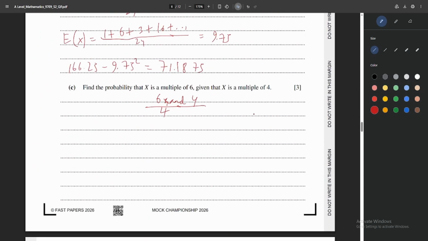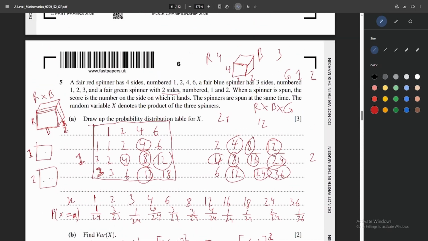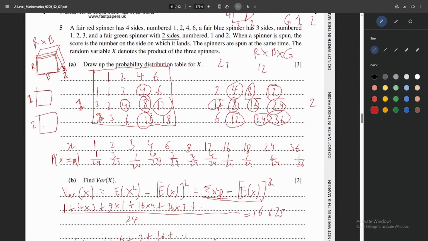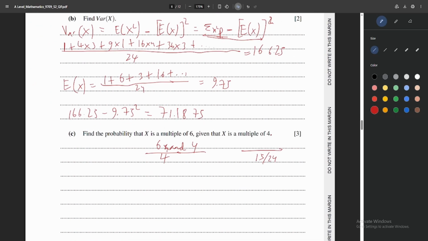So the probability of being a multiple of 4 is 15 out of 24, and the probability of being a multiple of 6 and 4 has to be both. So among the circled ones we have this number 12. So 1 2 3 4 5 6 7. So 7 numbers that are both a multiple of 4 and 6, so 7 by 24. So that gives us simply 7 by 15.